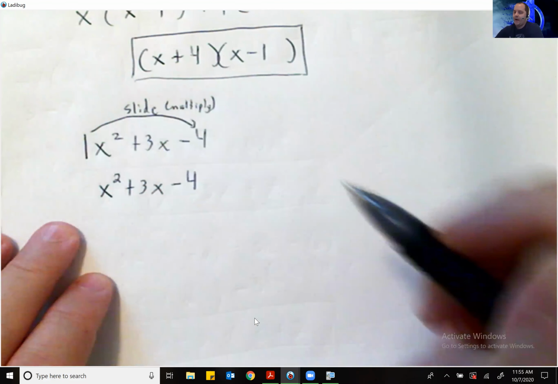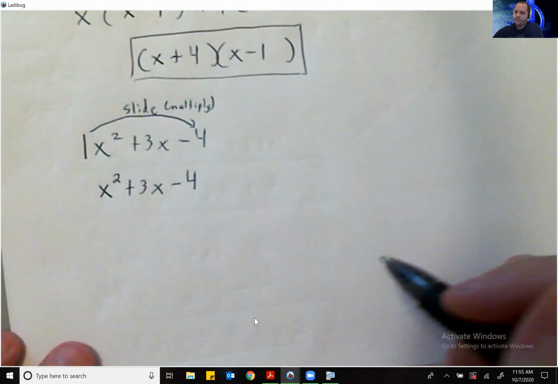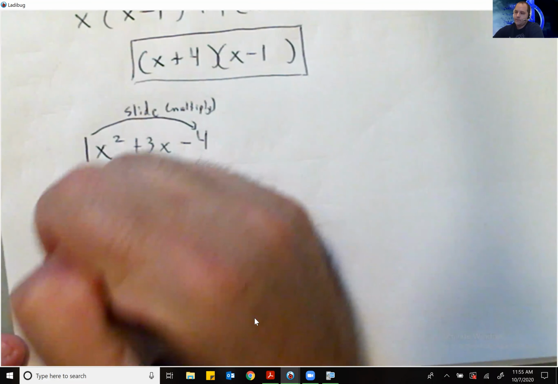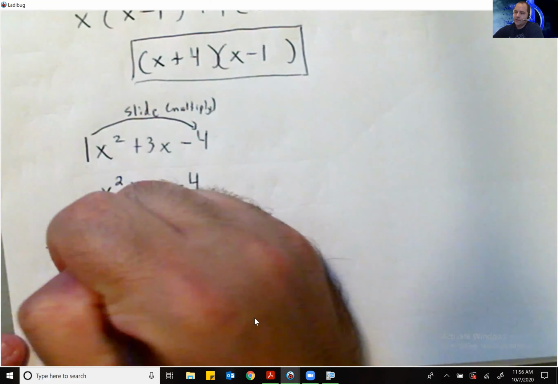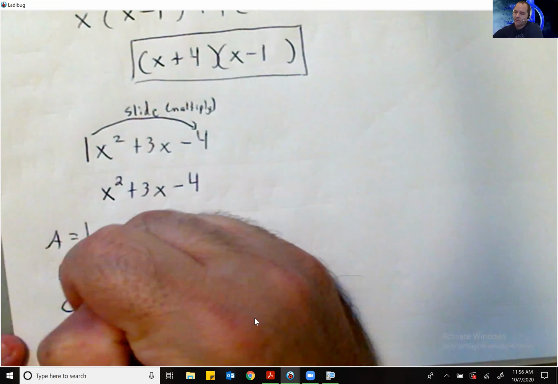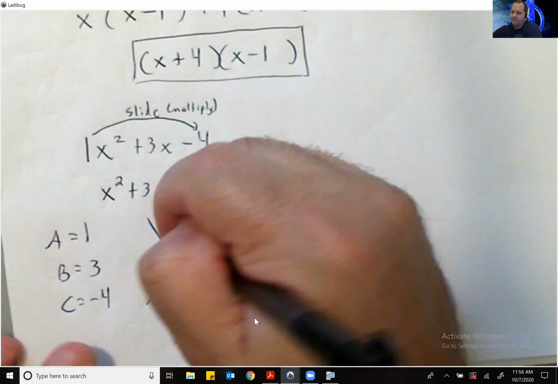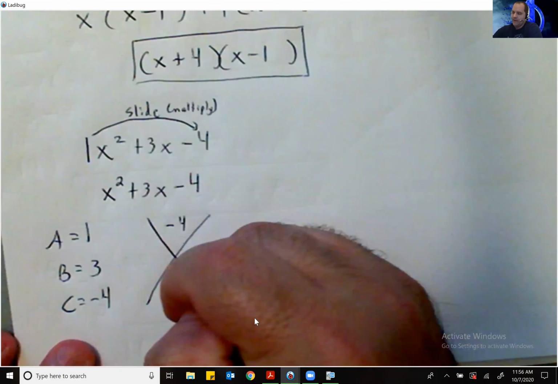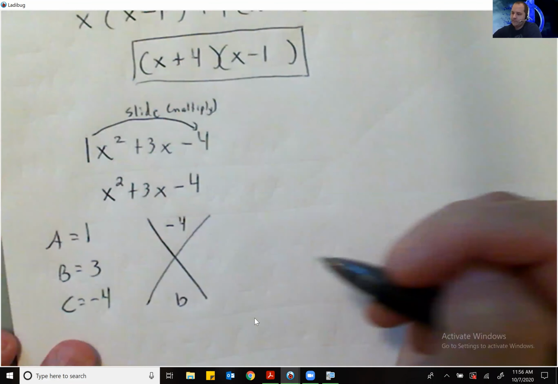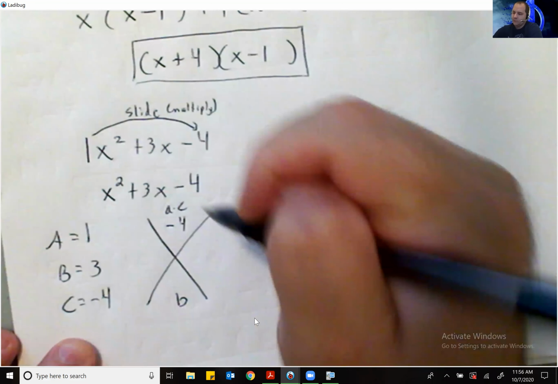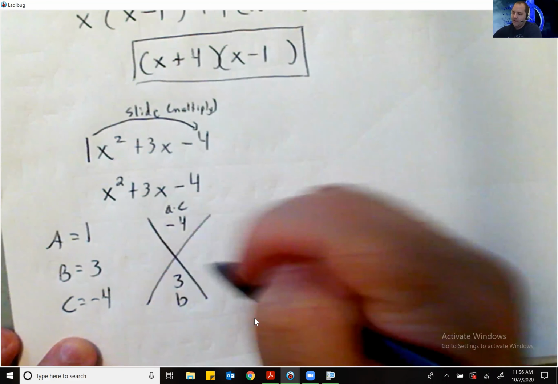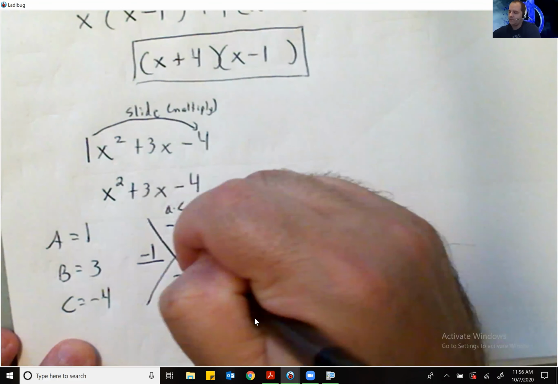All right. Now you play the X games again. So nothing's changed. I'm just going to write down everything that we already know. In the top, you've got negative 4. In the bottom, you've got the B, which is 3, and you already know the numbers have to be negative 1 and a positive 4.